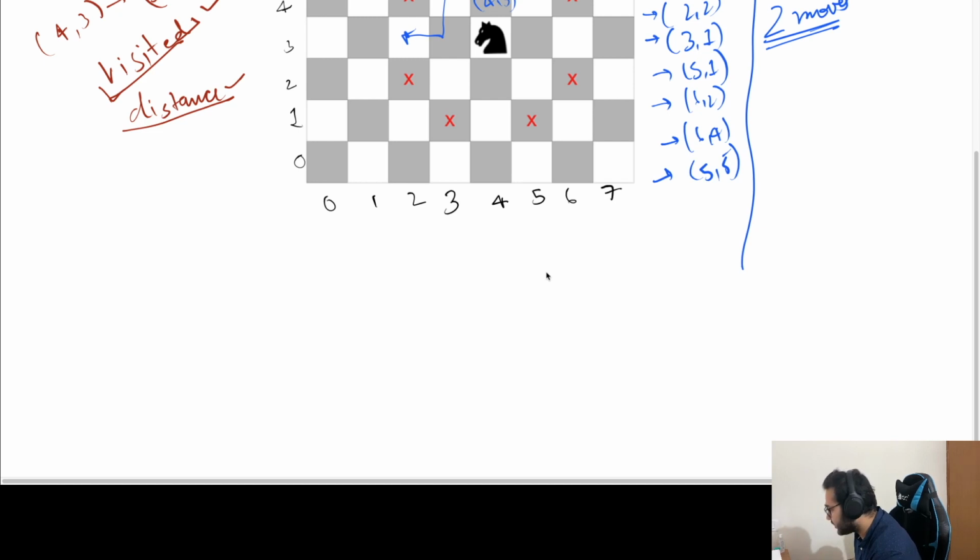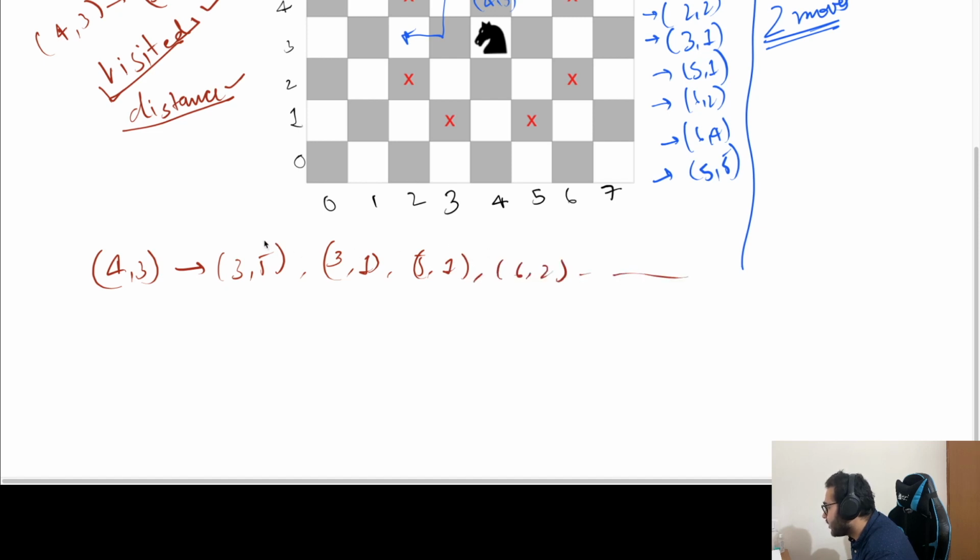We start from 4 comma 3. Suppose 3 comma 5 comes up, and all the possible scenarios, 3 comma 1, 5 comma 1, 6 comma 2, and so on. We do this, and while doing this we also store the distance, so for 4 comma 3 we store 3 comma 5 comma 1, 3 comma 1 comma 1, where the last value is the distance, right? And we also mark 3 comma 5, 3 comma 1, 5 comma 1, 6 comma 2 as visited. So visited of 3 comma 5 is true.